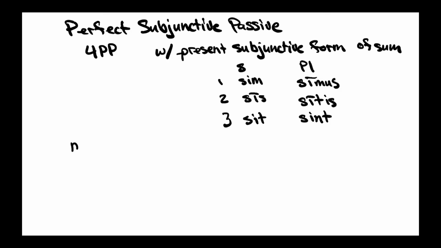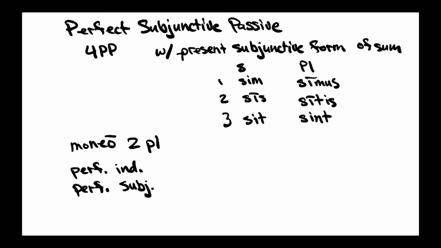And so we'll do moneo again. And we'll do the second person plural again, just to be consistent. And we'll do the perfect indicative along with the perfect subjunctive. And this time, again, we're doing passive now rather than active. So, remember, since we're doing second plural, we want to use that fourth principal part, that perfect passive participle, but we need it to be pluralized. We need that plural ending. Okay, and we'll just do a masculine plural here.